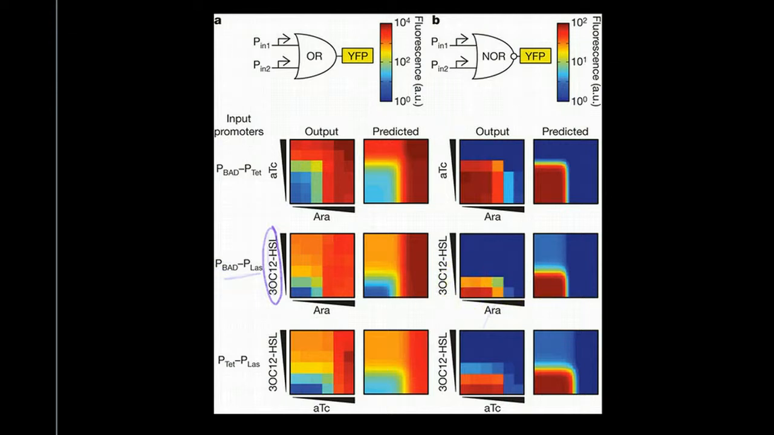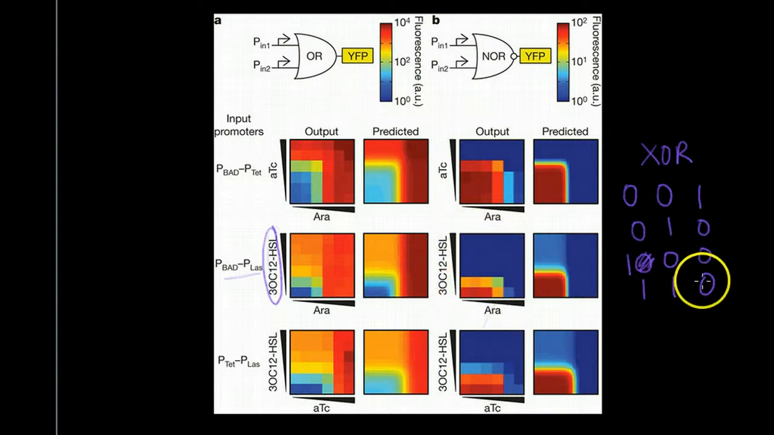Let's draw the truth table for the NOR again. So only when both of them are off do we have a signal. So as you can see here, at lower concentrations of both 3-OC12 HSL and arabinose, we get a really strong fluorescent signal, and at higher concentrations we have no signal at all. And if you move to PTET and PLAS, it's a similar situation as well.